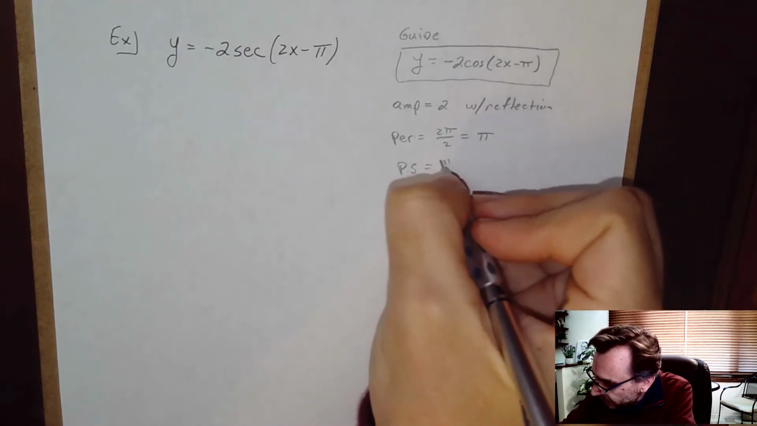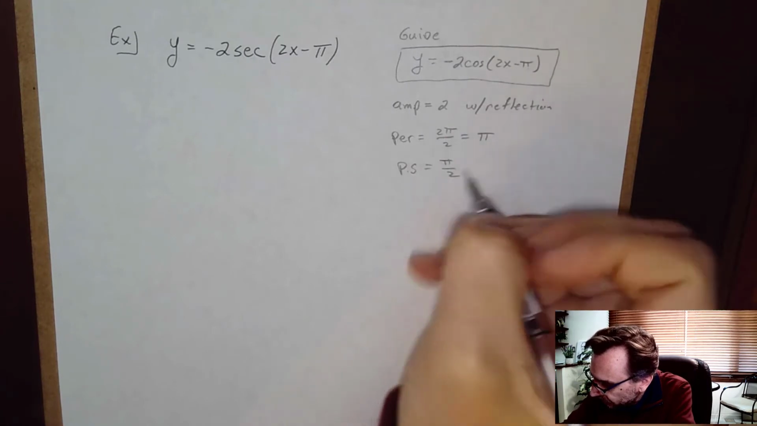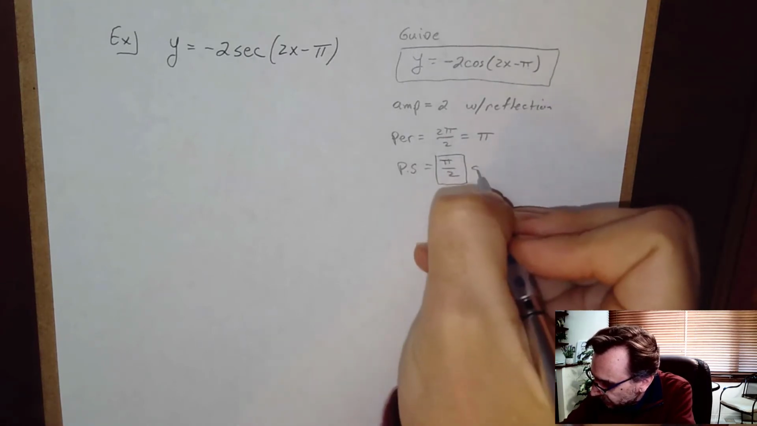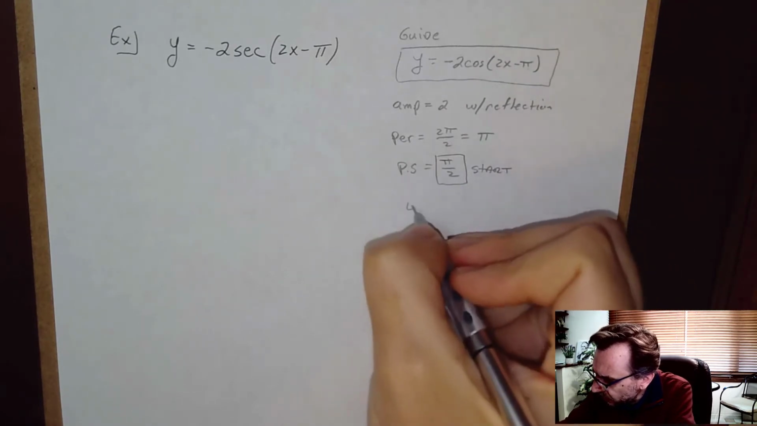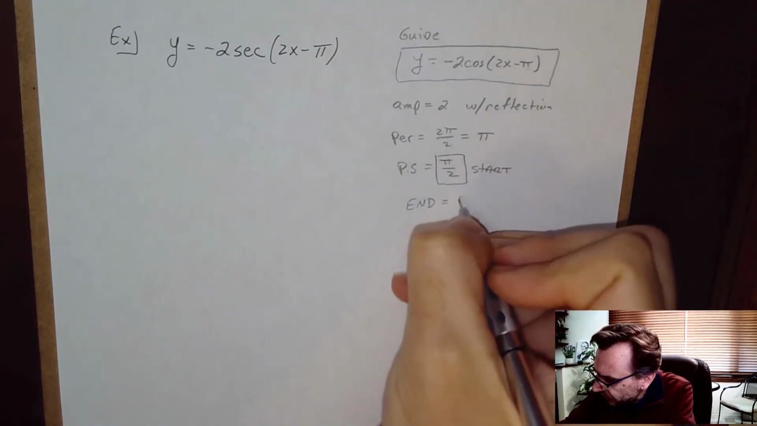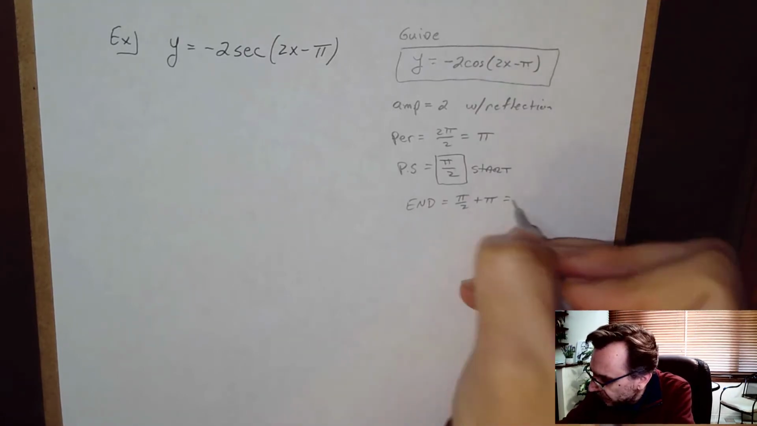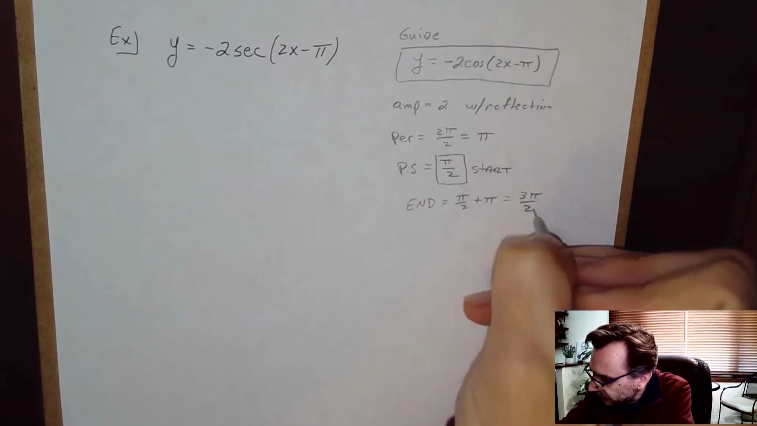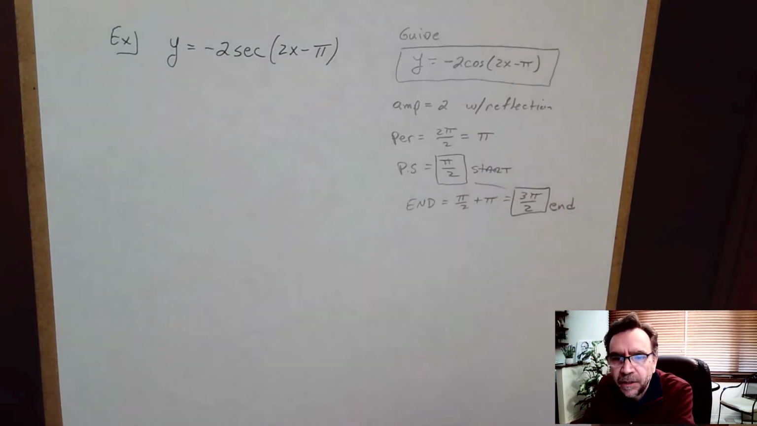We have pi over 2, right? Pi over 2 is our phase shift. And we're going to consider that as our starting point. To get our end point, we take our phase shift plus the period, right? The phase shift plus the period in this case adds up to 3 pi over 2. So we're going to start one cycle of our graph at pi over 2, and we're going to end at 3 pi over 2.